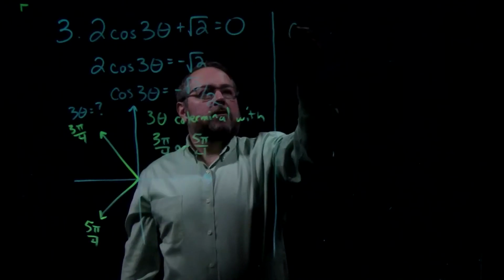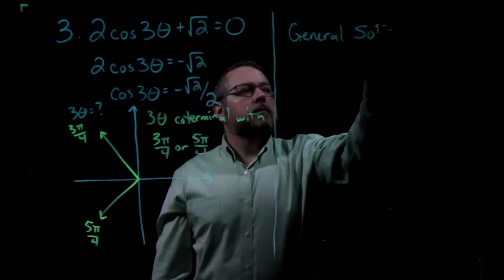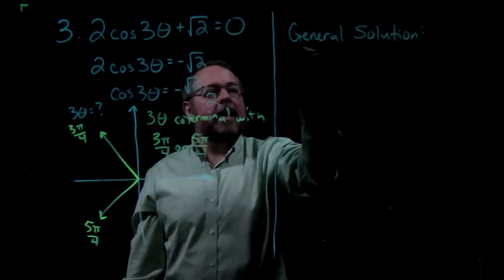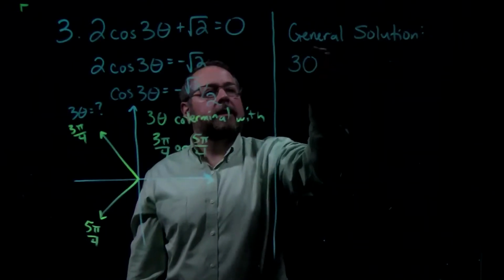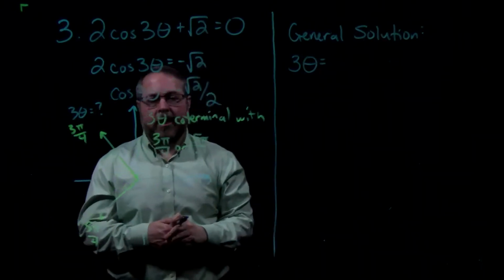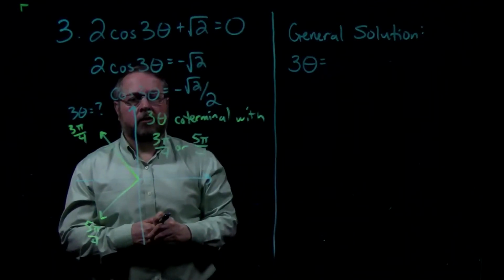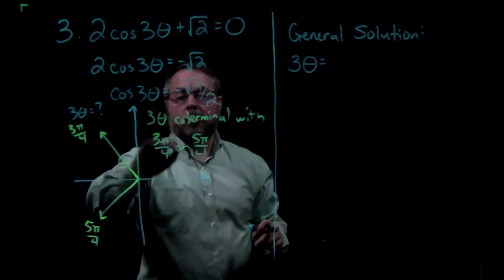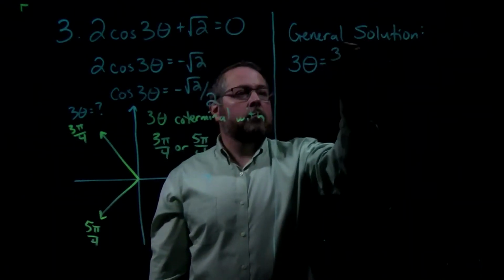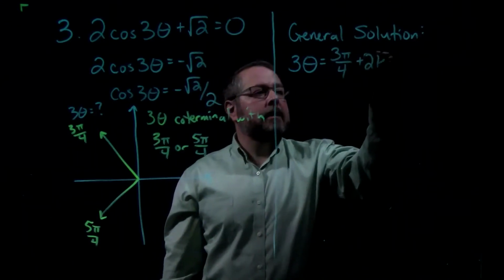So if we find the general solution, and again, we haven't solved for theta yet, so we're thinking about what does 3 theta need to be. 3 theta, again, has to be coterminal with 3 pi over 4 or 5 pi over 4, so that the cosine is negative square root of 2 over 2. If we're coterminal with 3 pi over 4, then we equal 3 pi over 4 plus 2k times pi.